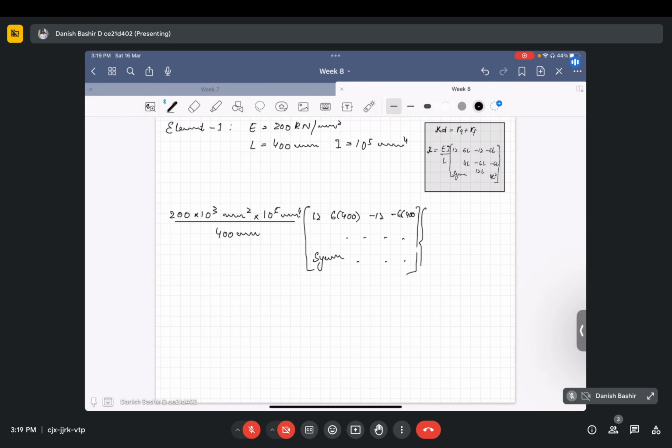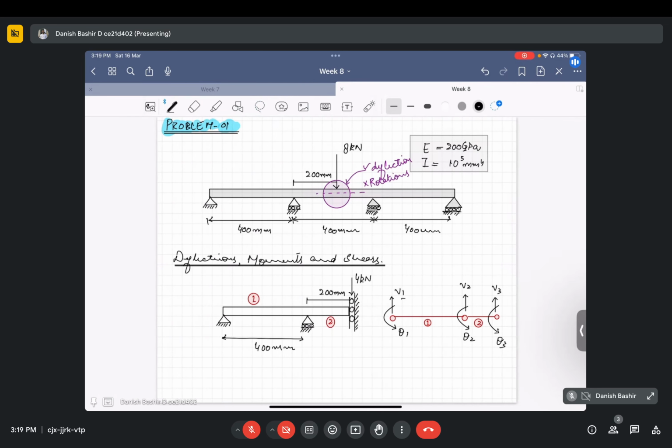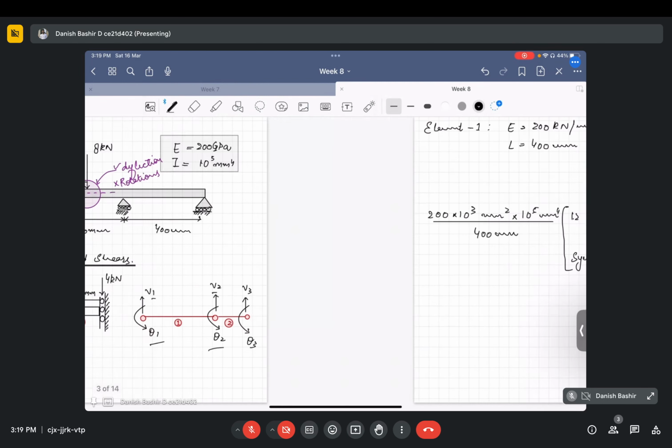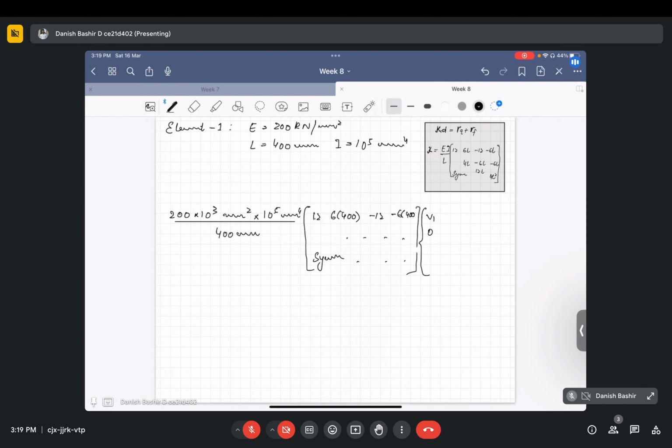This is multiplied by, look at the degrees of freedom for the first element. This is V1 theta 1 V2 theta 2. So put those in: V1 theta 1 V2 theta 2, that is equal to 0 0 0 0 0 0 0 0.